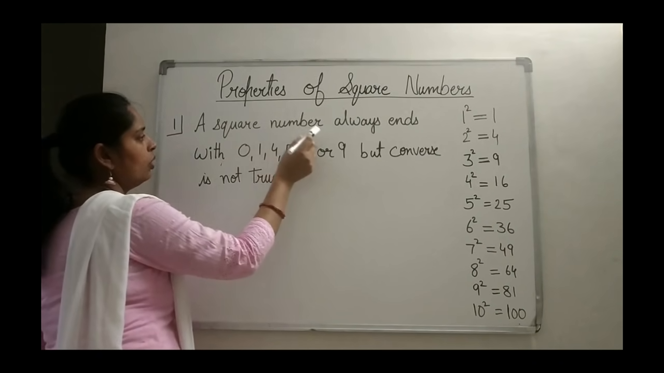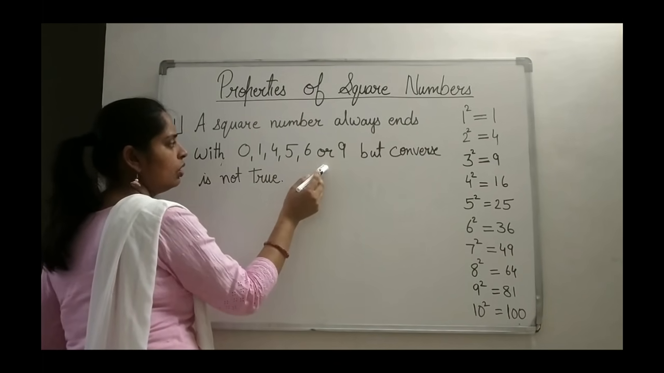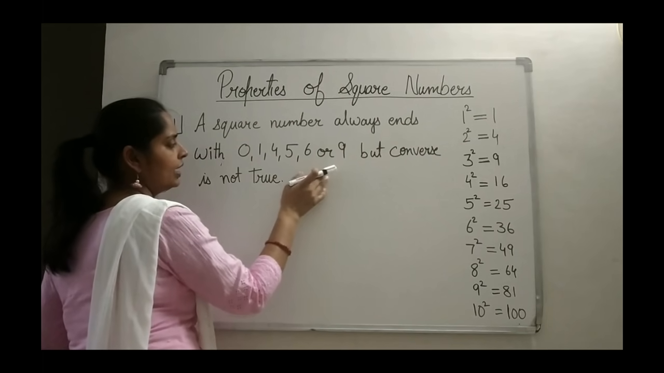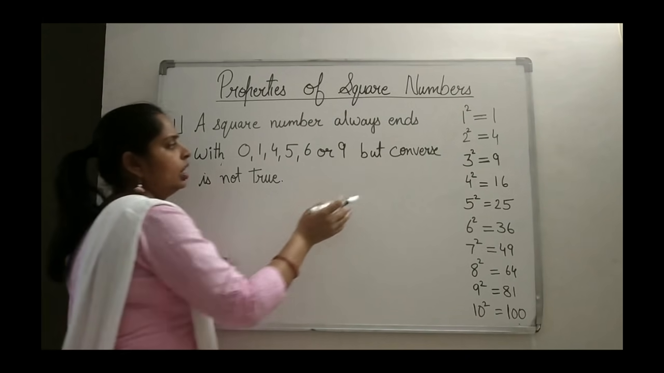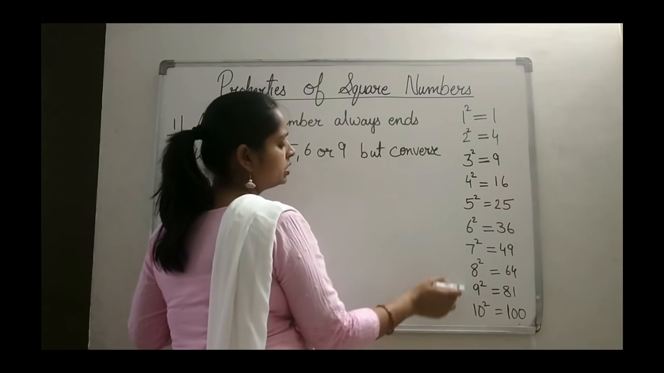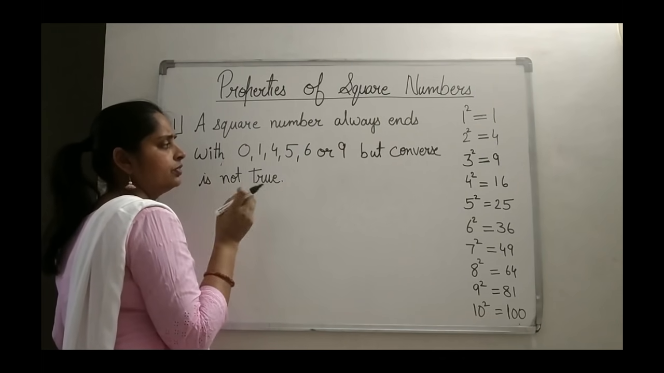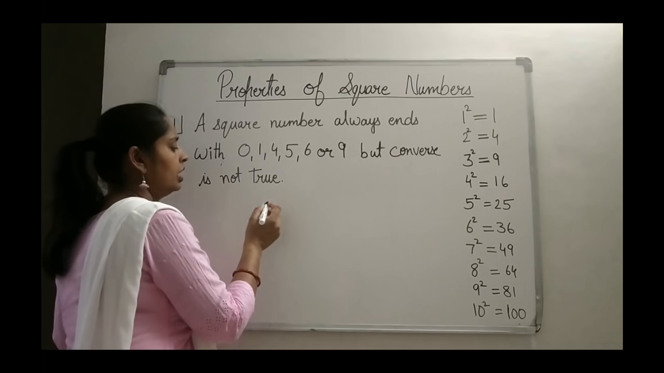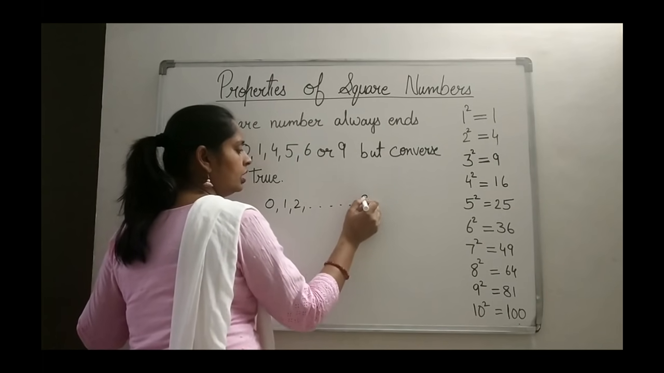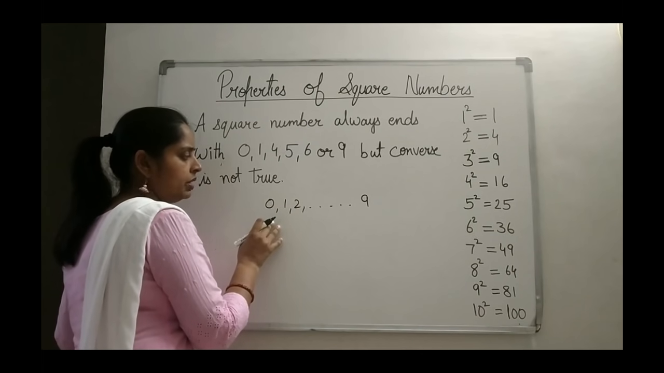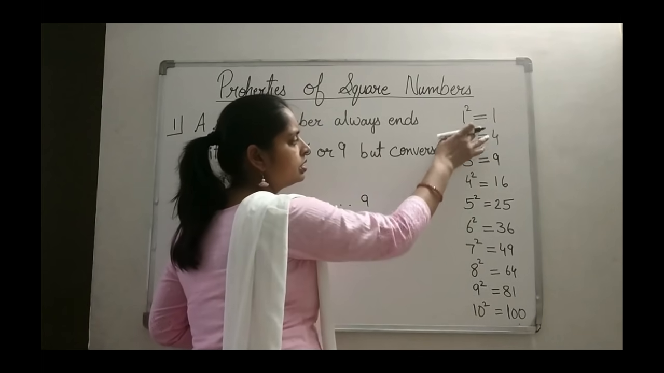A square number always ends with either 0, 1, 4, 5, 6 or 9. These will be the only digits at the ones place. But the converse is not true. See, if you know the squares of 1 to 10, and you also know that any number, 3 digit, 5 digit, 7 digit or any other, will have digits from 0, 1, 2, 3 up to 9, these are the only digits that can be in the unit place. And the squares of 1 to 10 are written over here.